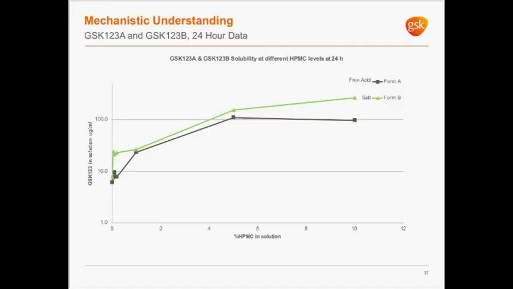This slide shows the 24-hour data of both the free acid and the salt. It shows that increasing amounts of dissolved HPMC in SGF increases the concentration of the drug in solution. But at 24 hours, the presence of HPMC cannot continue to inhibit the precipitation of the salt form any longer. This provides tremendous insight into the mechanistic behavior of the drug in simulated gastric fluid.